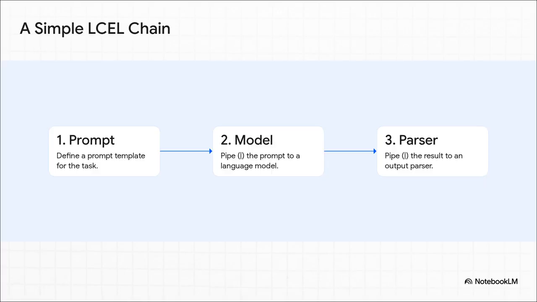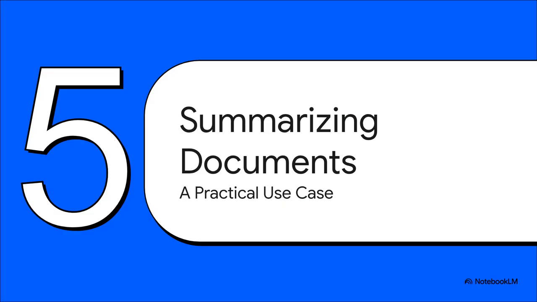So what does this look like in practice? It's actually super logical. You start with a prompt template. Then you pipe that to your language model, and then you pipe the model's raw response to an output parser to clean it all up. Prompt, pipe, model, pipe, parser. It's that simple. Okay, we have all the ingredients: loading, splitting, and chaining.